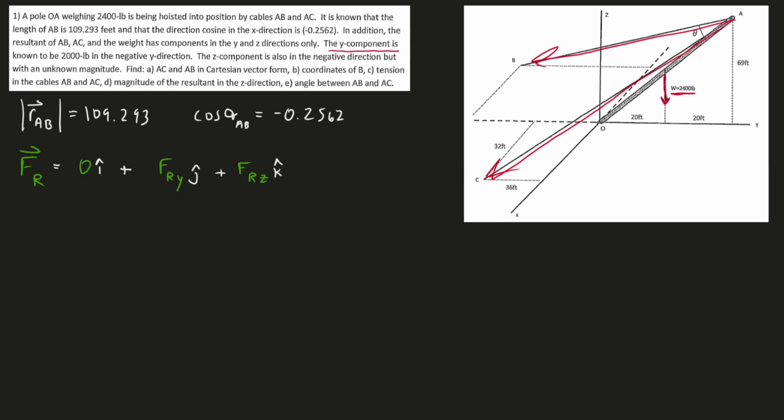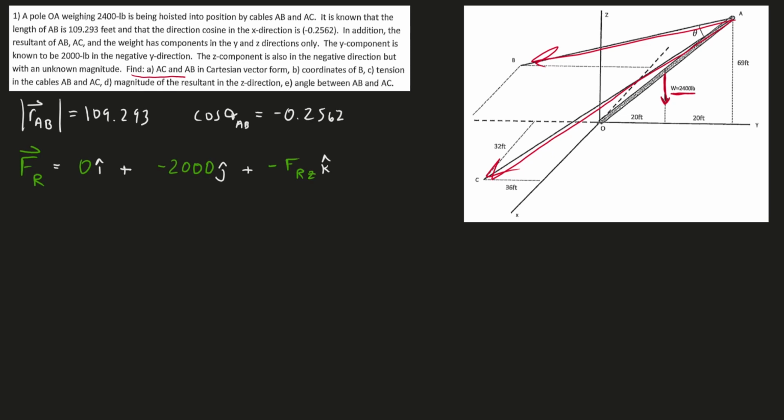Alright, the y component is known to be 2,000 pounds in the negative y direction. That's great, we actually know what this is. It's negative 2,000, because they say negative y direction. The z component is also in the negative direction, but with an unknown magnitude. So I'll give this a negative sign as well, to reflect that.